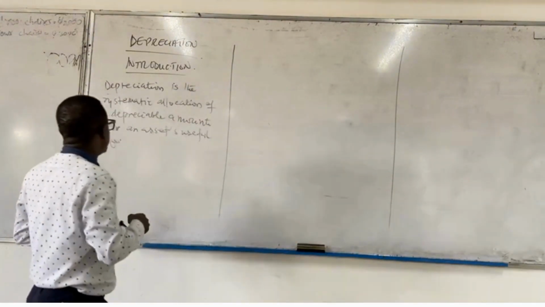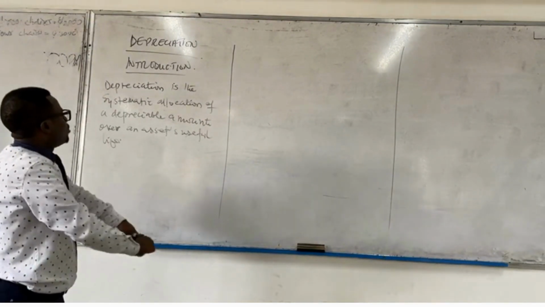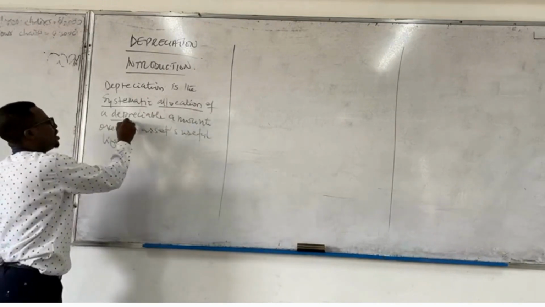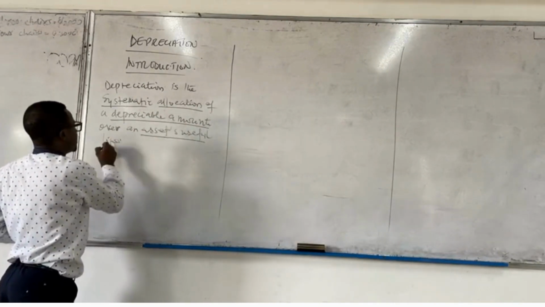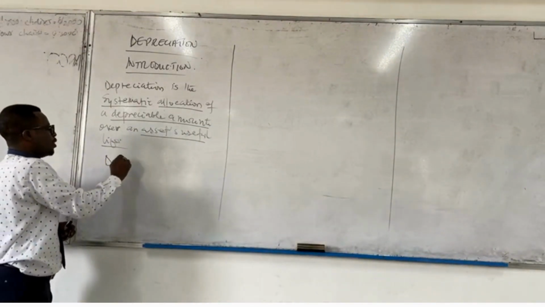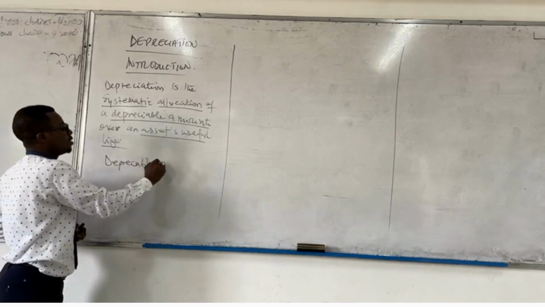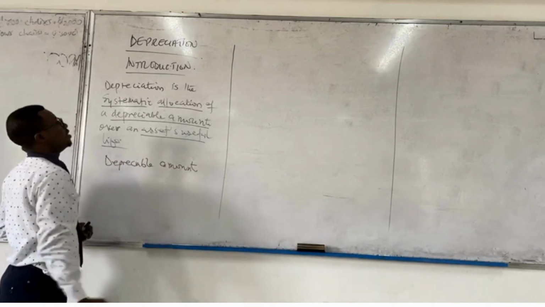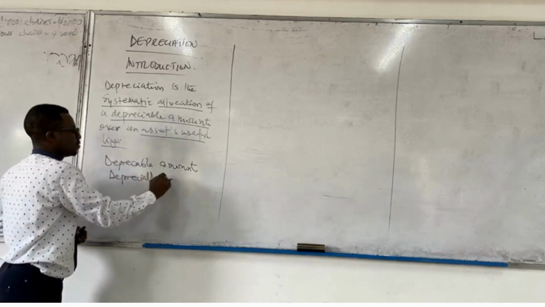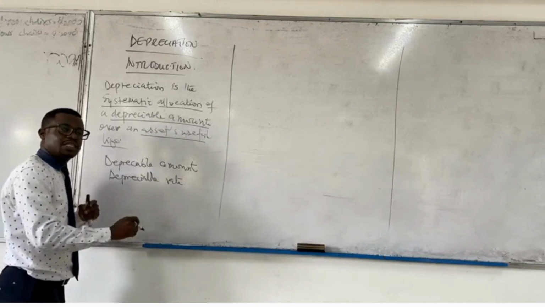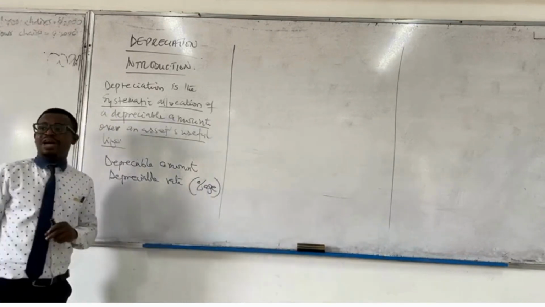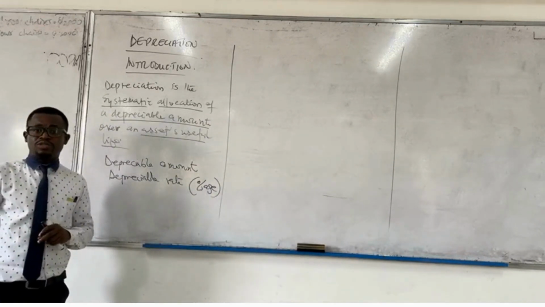Therefore, in depreciation, the key terms we are going to look at are the systematic allocation, the depreciable amount, and the asset's useful life. Depreciation can also be determined when we have a depreciable amount, per the definition, and a depreciable rate. Usually the rate is measured in percentage, and we have a depreciable amount over an asset's useful life.